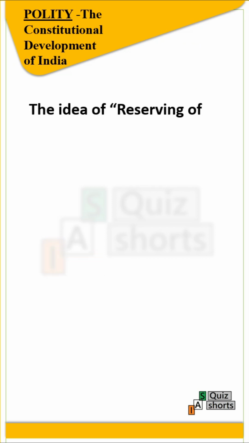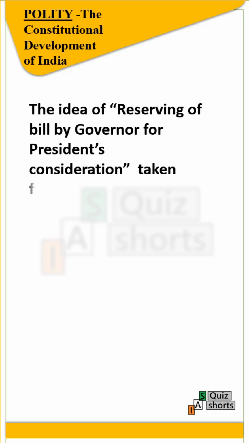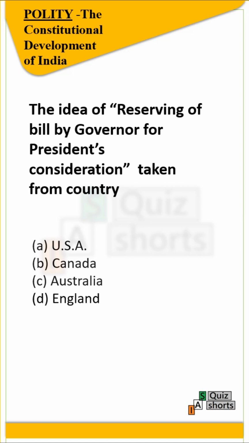The idea of reserving of bill by governor for president's consideration taken from country option A, USA. Option B, Canada. Option C, Australia. Option D, England. Answer is option B, Canada.